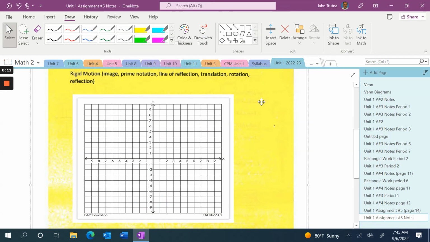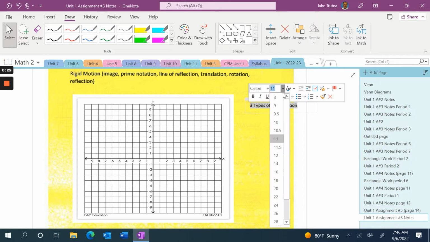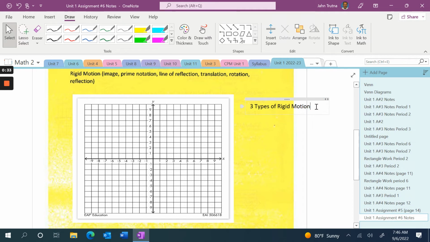Okay, 3 terminology we're going to go over, then we're actually going to practice this terminology after we go over it. Okay, so there are 3 types of rigid motion. Rigid motion just means when you move something around on a graph. And we're going to go over the 3 types, and then we're actually going to do the 3 types of rigid motion. Okay, so I'm going to give you definitions.